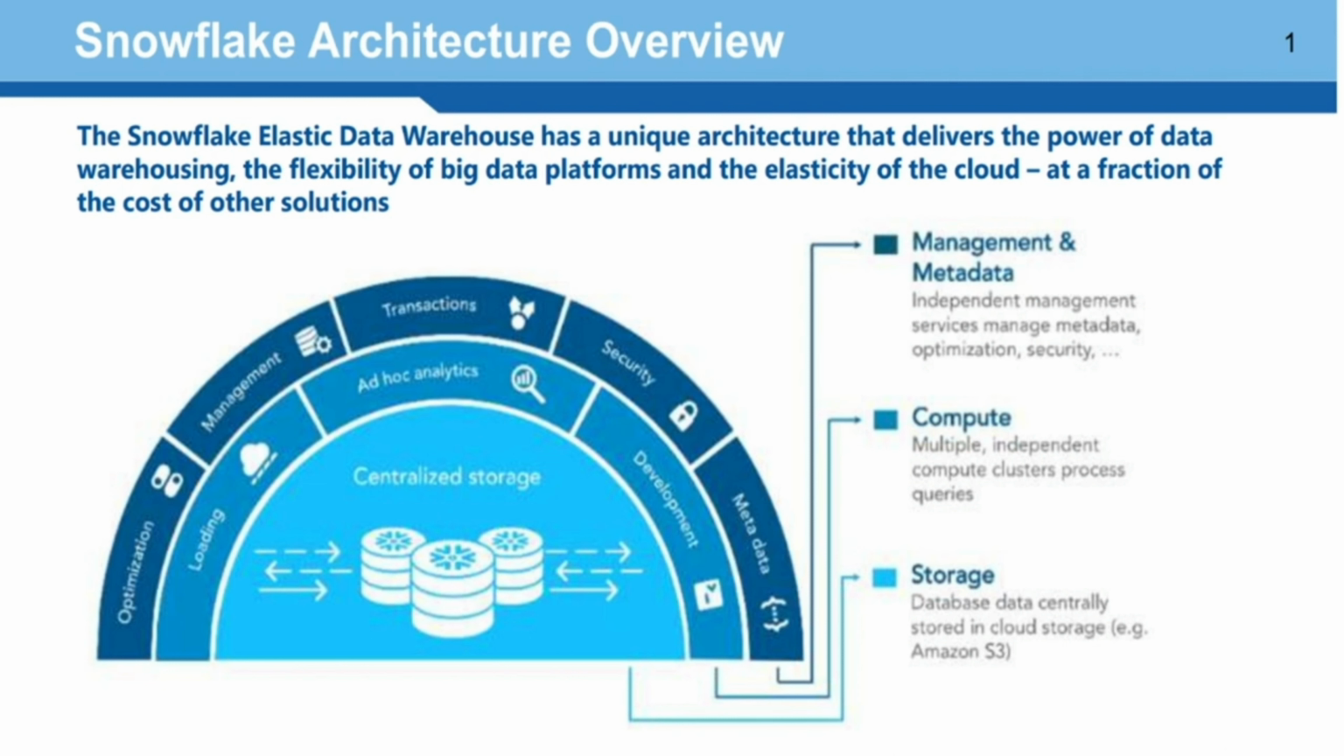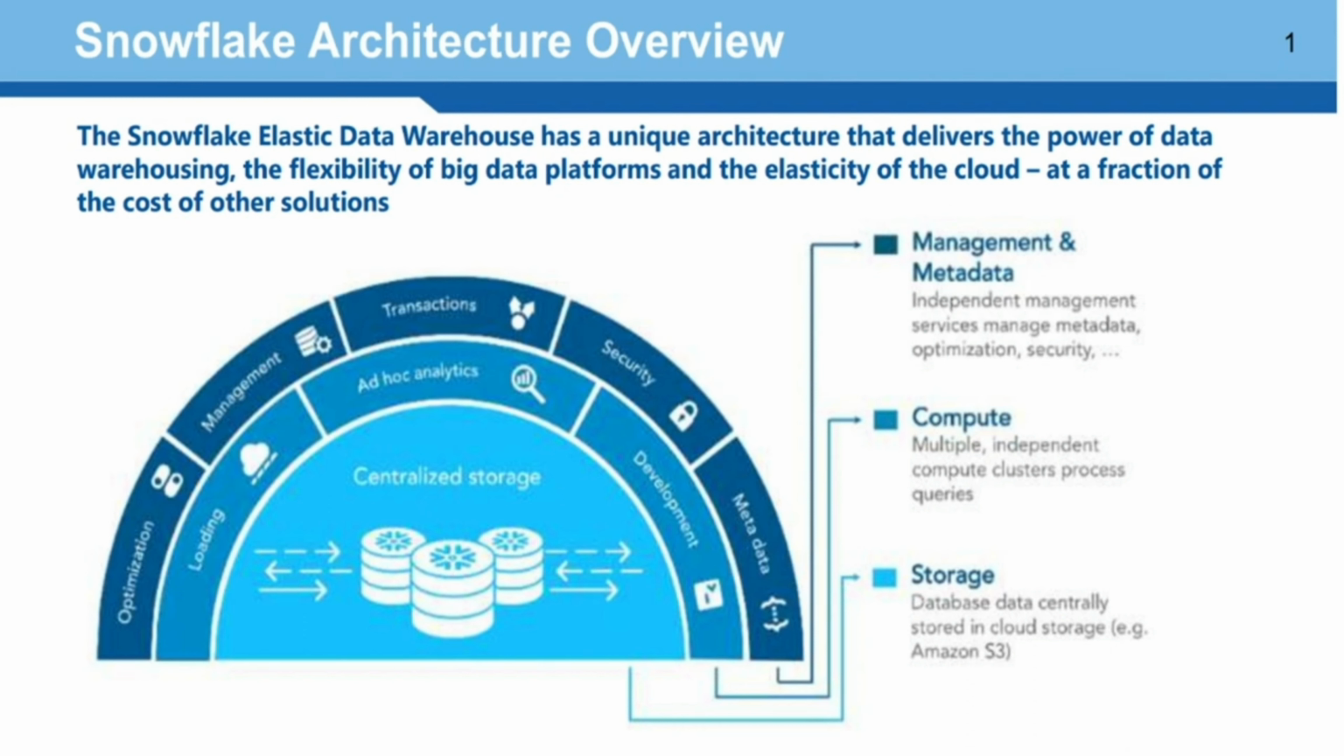If you see the architecture of Snowflake, you will see three layers. The first and foremost layer is the management and metadata layer, which is considered the brain of Snowflake. The second layer is the compute layer, which is the muscle of Snowflake, and the third layer is the storage. The management and metadata layer will have the metadata and also the optimization, management, transaction security and metadata features, which will store all the data that is required for Snowflake to run smoothly.